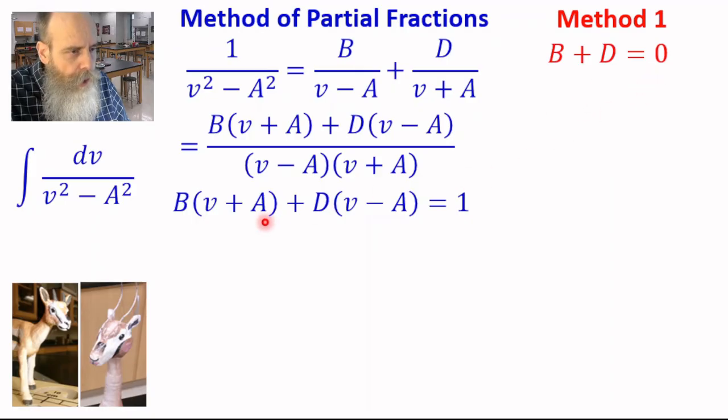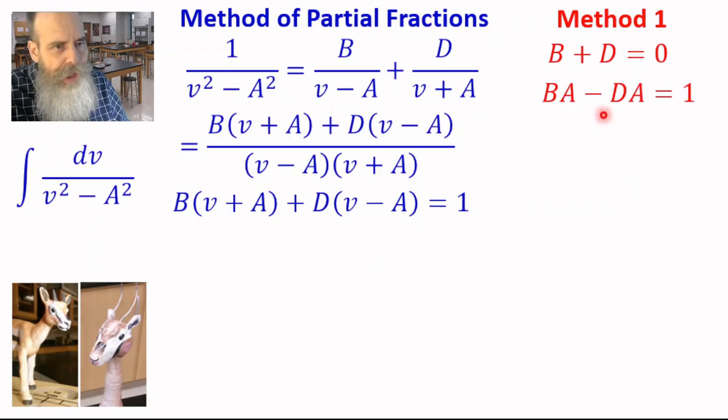Now let's look at all the constant terms. On the left side, we have ba plus d times negative a. And on the right side, we have 1. So we get ba minus da equals 1. So we need to solve these two equations for b and d as functions of a.